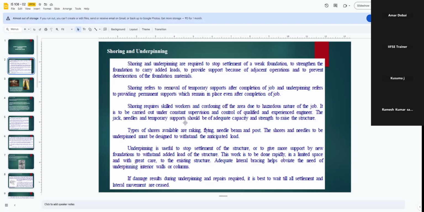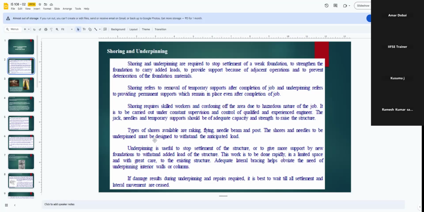Shoring requires skilled workers and also cordoning of the area due to the hazardous nature of the job. It is to be carried out under constant supervision and control of a qualified and experienced engineer. The jack needles and temporary supports should be of adequate capacity and strength to raise the structure. Sometimes shoring or underpinning has to be cordoned off based on the hazard of the area, and you should have proper supervision and control by qualified engineers to execute this activity.